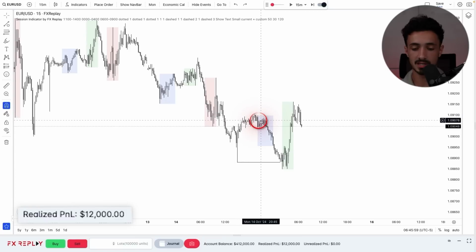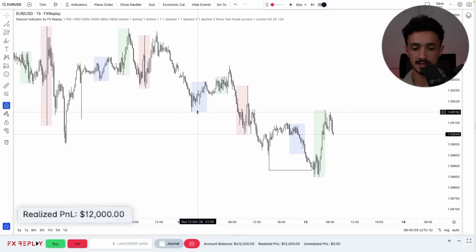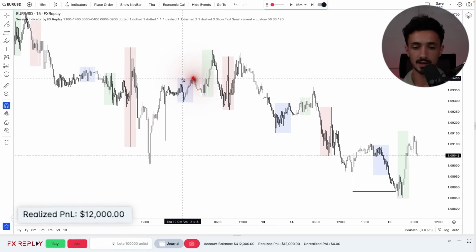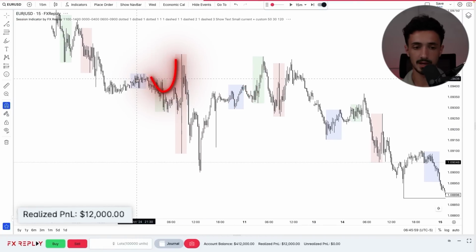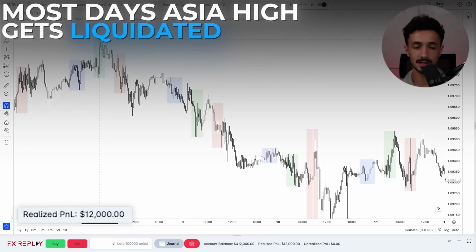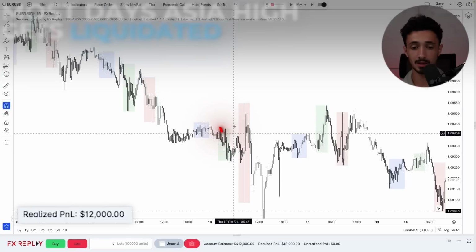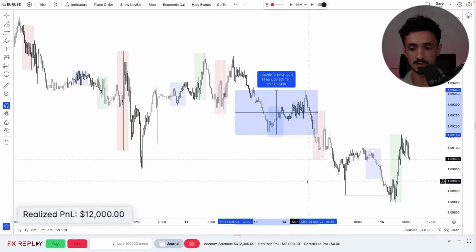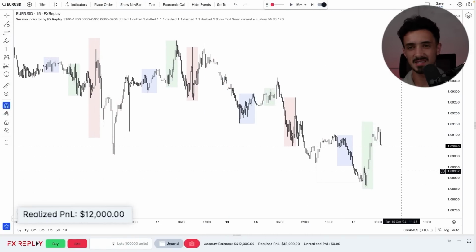This is Asia session high on Monday. You can see that it gets manipulated. This is Asia session high on the previous week, which is Friday, I'm not sure. Oh, because it's this time, you can see that Asia high gets liquidated. The day before, Asia high gets liquidated. The day before, Asia high gets liquidated, right? Most days, Asia high gets liquidated and then reverses. Liquidation, reversal, liquidation, reversal. There's some game for you.